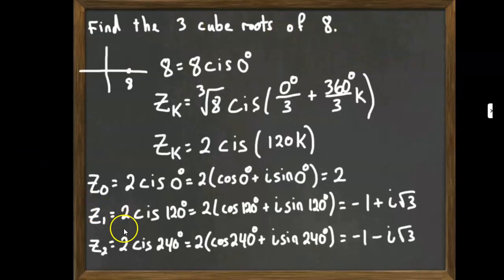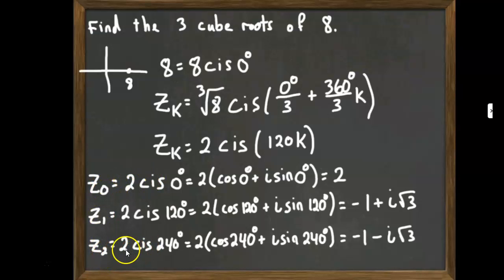And again, if we took this thing and plugged it into De Moivre's theorem for the third power, 2 to the third would be 8. 240 times 3 would be 720, which is the same as 0 degrees. So we're back again to 8 CIS 0, which is just 8. And if you went to the next one, if you tried to put 3 in for k, you're actually going to be back to 0.